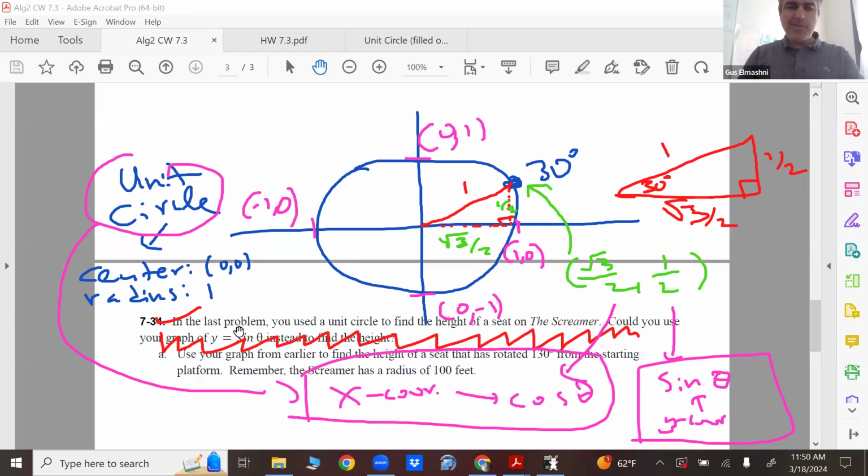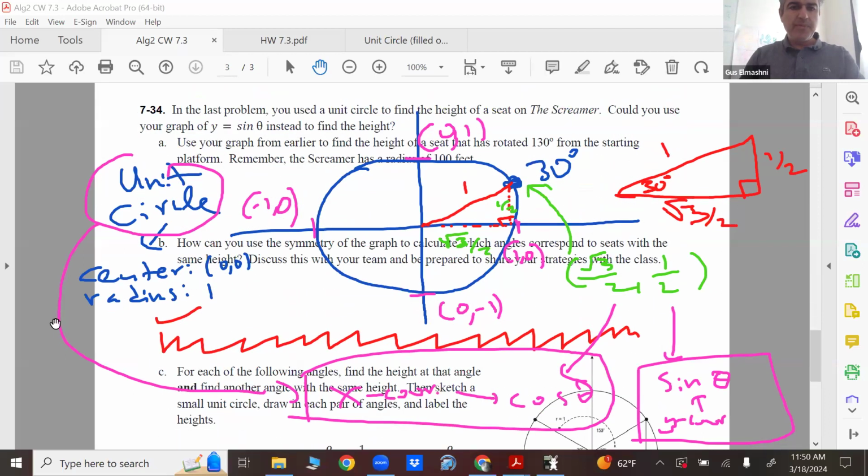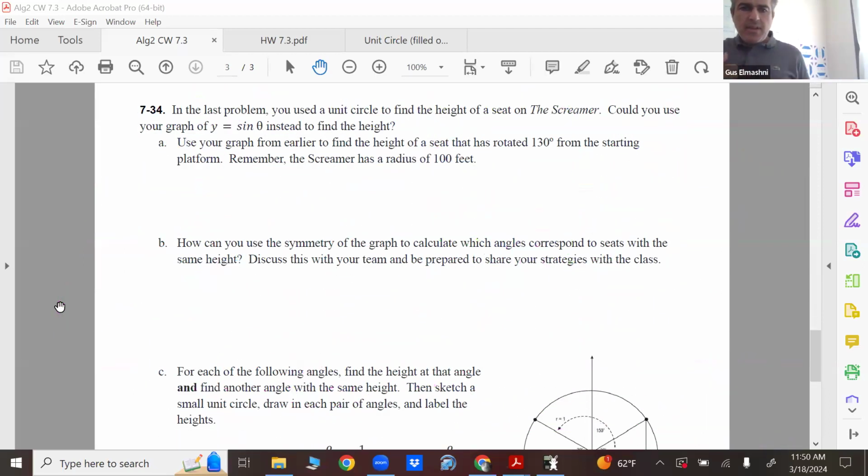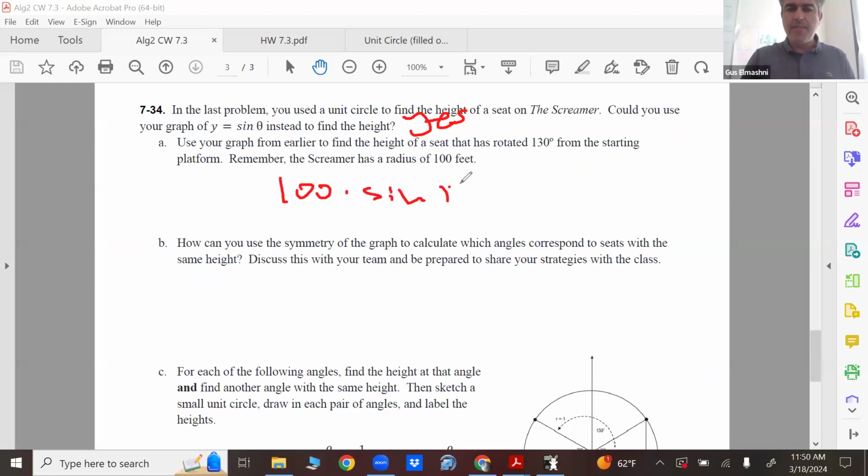I've kind of already answered these questions, so I'm just going to jump to the third page. Okay, the last problem, use the unit circle. There we go. Just talked about it. Can you use that to find, can you use the graph? Yes, you can. So use your graph to find the height of a seat that has rotated 130. Yeah, so all you're going to do is 100 times sine 30 degrees. That's all.